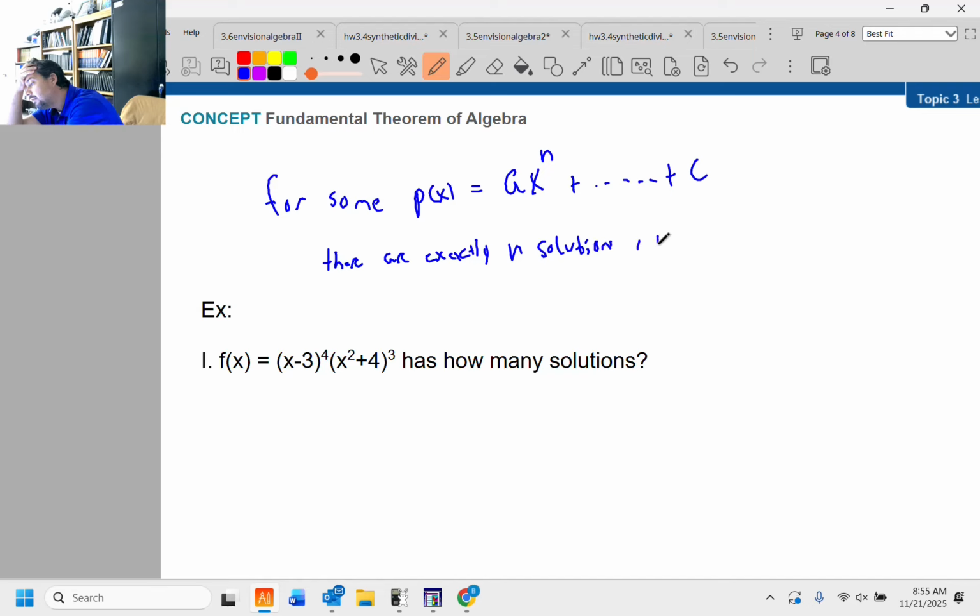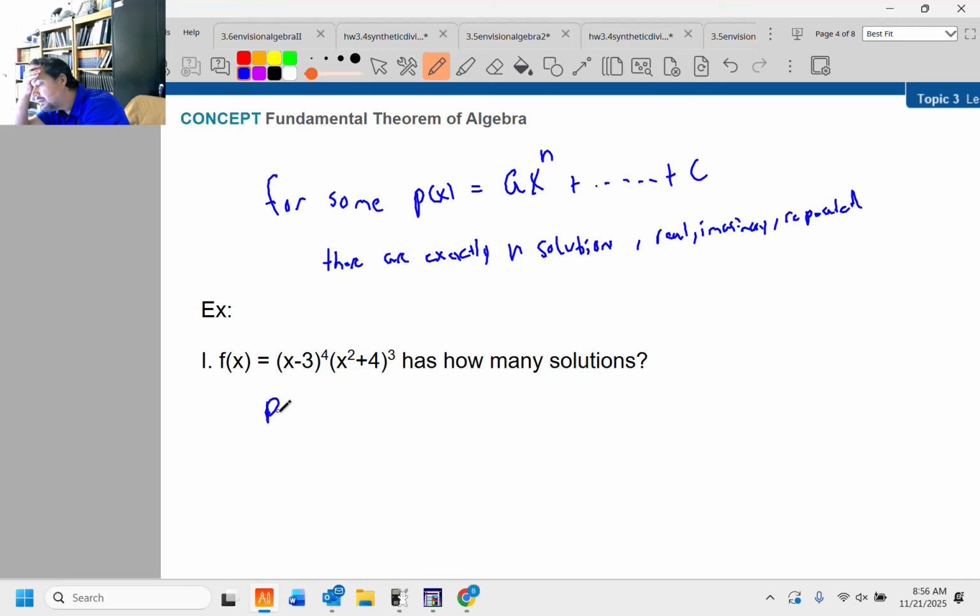And they may be real, they may be imaginary, and they may be repeated. That's the theorem. Whatever that exponent is, that's how many answers you have. So here's your example. (x minus 3) to the fourth times (x squared plus 4) cubed has how many solutions? And you might think about it for a second. Turns out it has 10.